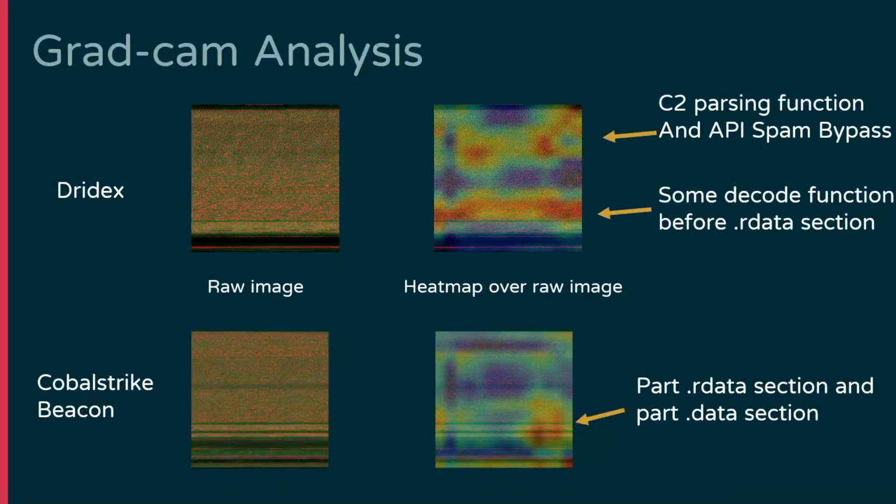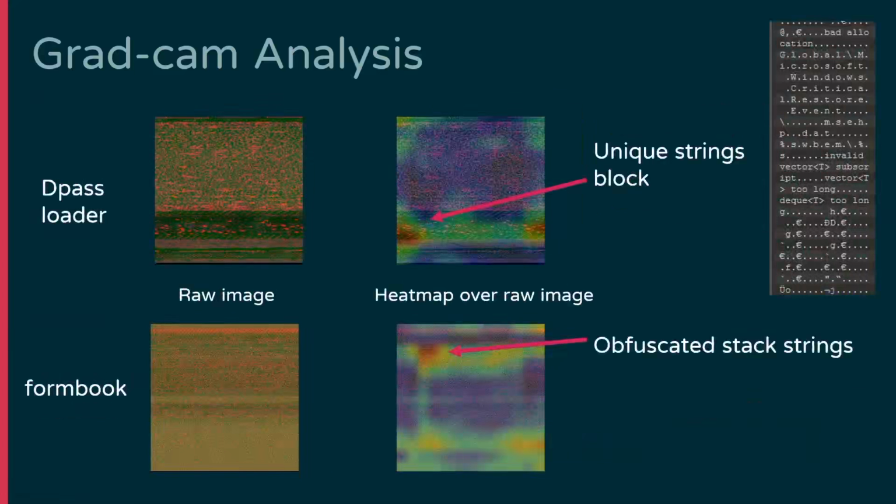In Cobalt Strike Beacon, the red area is part of our data section. In the Deppass loader, the red areas are some unique string blocks shown on the right. In PlugX, the red area is some obfuscated stack strings.